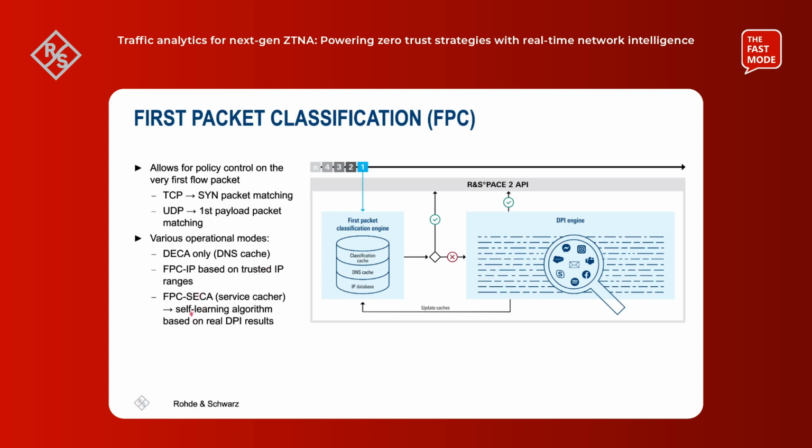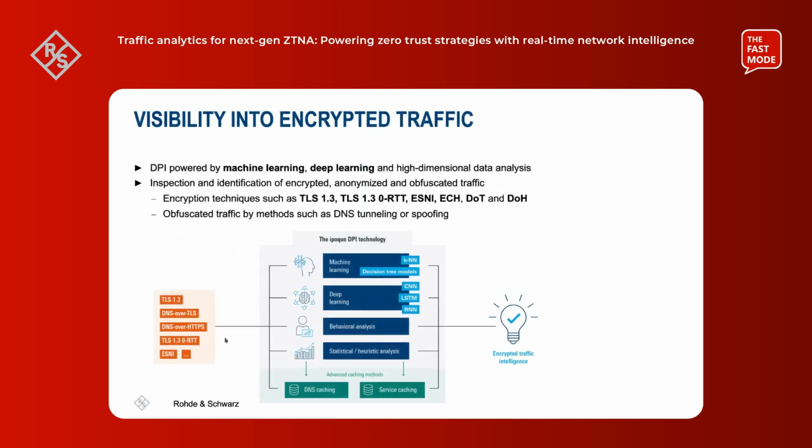We also support service cache or SICA, which is a self-learning algorithm using IP service and traditional DPI results to match the detected IP and port combination and map those for subsequent flows. You can also choose to use a combination of the 3 mentioned options.